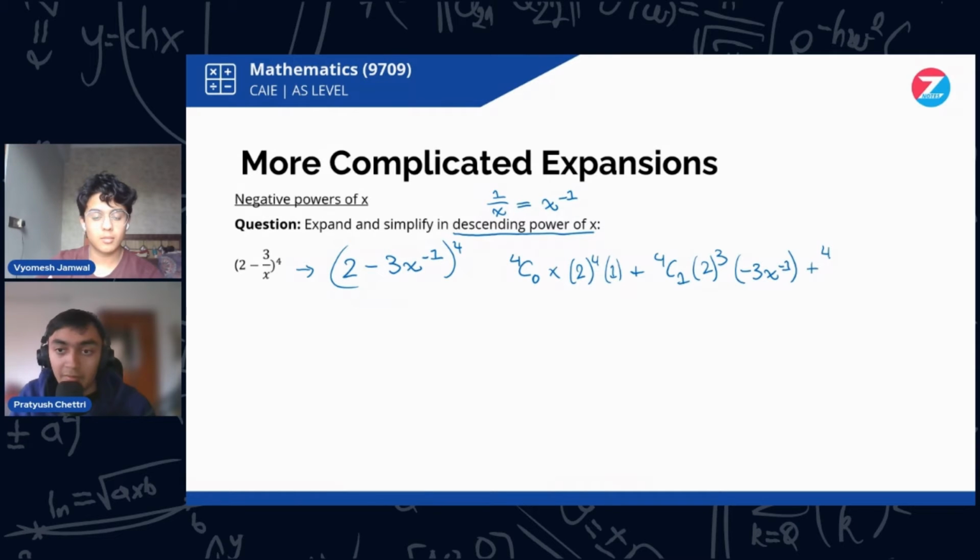Plus 4C2 times 2 to the power 2. Yeah, that's right. Times minus 3x to the power minus 1. You need to be really focused when you're doing this stuff, because a single wrong sign or a single missed term will give you a vastly different answer.